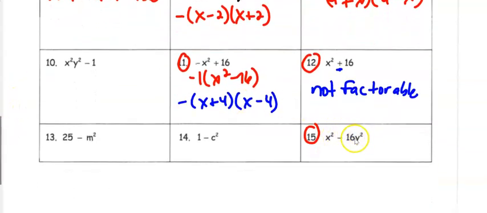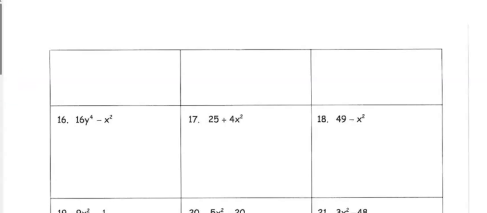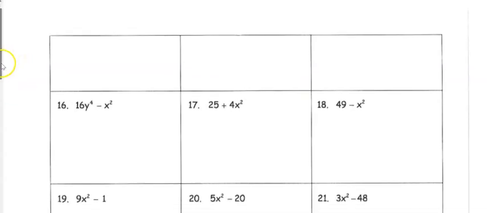On 15, we should have x minus 4y times x plus 4y. And again, if you have to go back and try things again, please do so. Let's look at the back side.